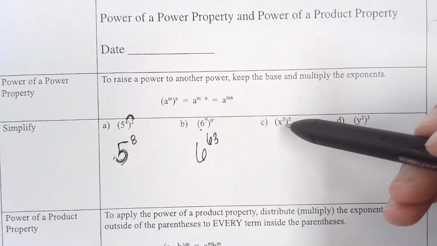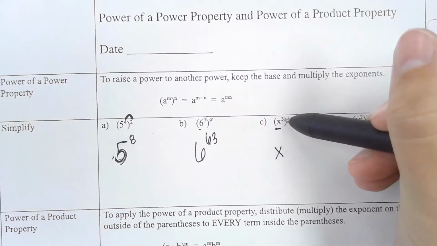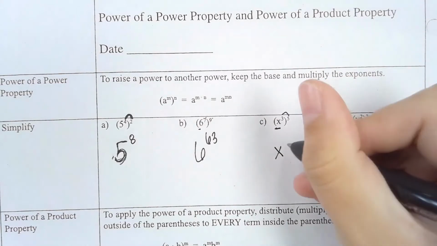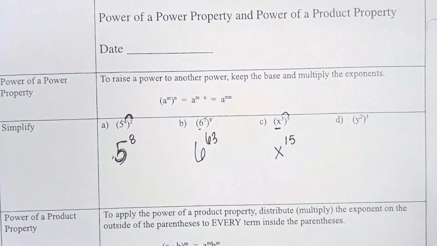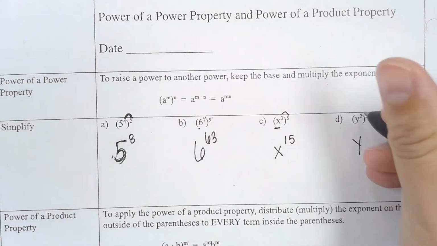All right, looking at the next one. What's your base? Your base is x. You're taking x to the 3rd, all to the 5th power. Again, the rule is you just multiply your exponents, so 3 times 5 is 15. And then letter D, you have y to the 2nd to the 3rd, so you keep y as your base and just multiply your exponents. 2 times 3 is 6.